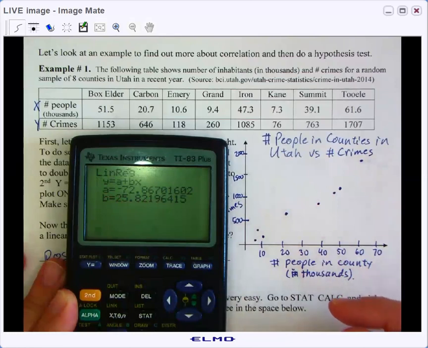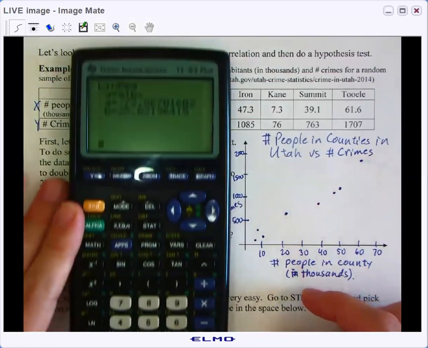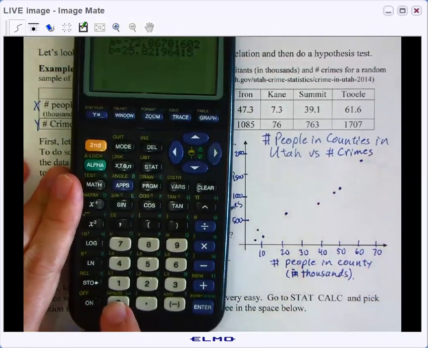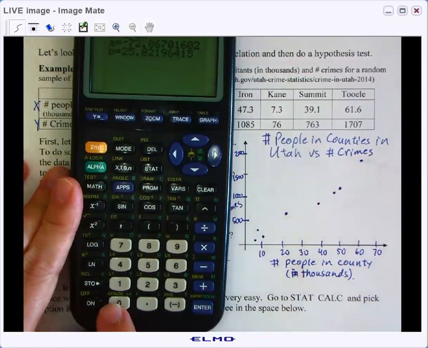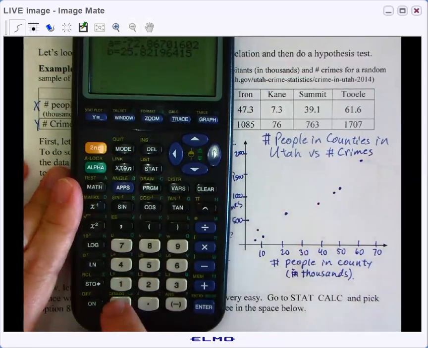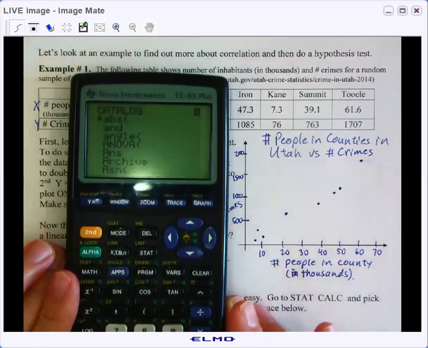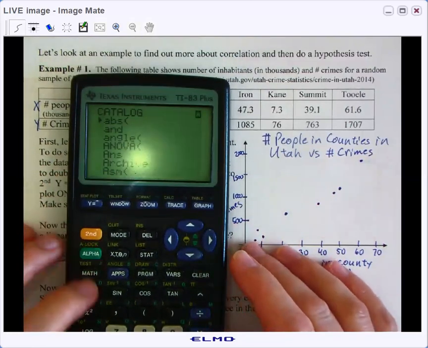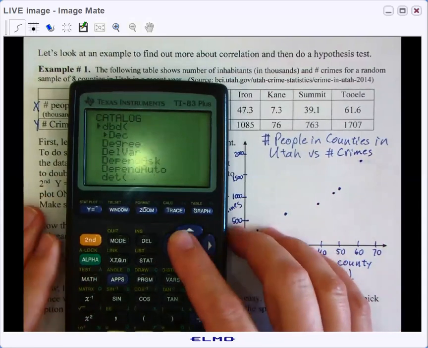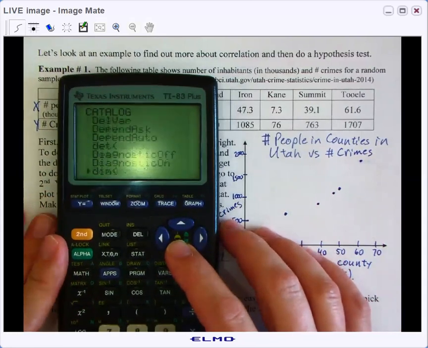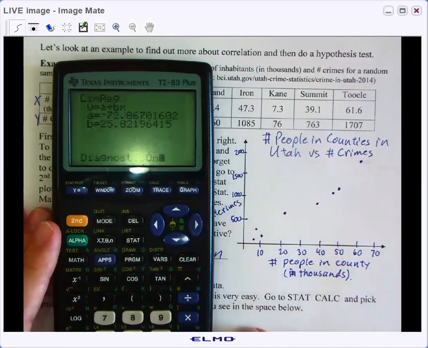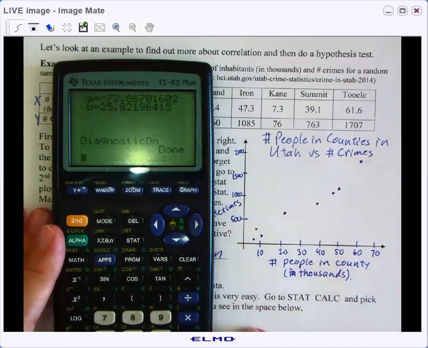It didn't do that. So if your calculator didn't do that, what I need you to do is go down here to the 0 key, and notice how in little letters it says catalog. So we're going to do second and then the 0 key to bring up the catalog. We're going to scroll down to the D's and find the command that says DiagnosticOn. And if I run that, it says done.